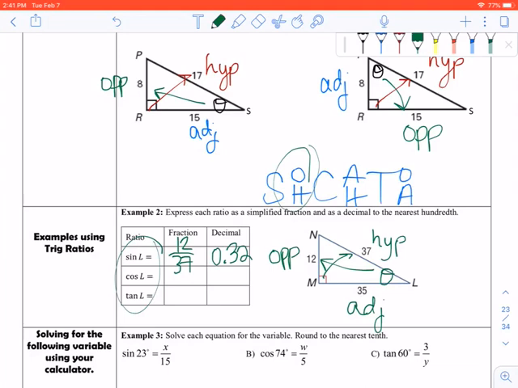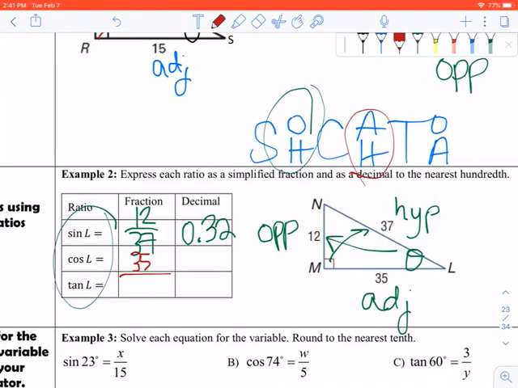Okay? Now, cosine is adjacent over hypotenuse. So I'm going to take the adjacent side, 35, over 37. Sorry, that's just supposed to be for cosine. I should probably just zoom in a little here, make it easier. So 35 over 37. When I divide those, I get 0.92. Usually we'll leave it as a fraction, but that's how you would get a decimal.